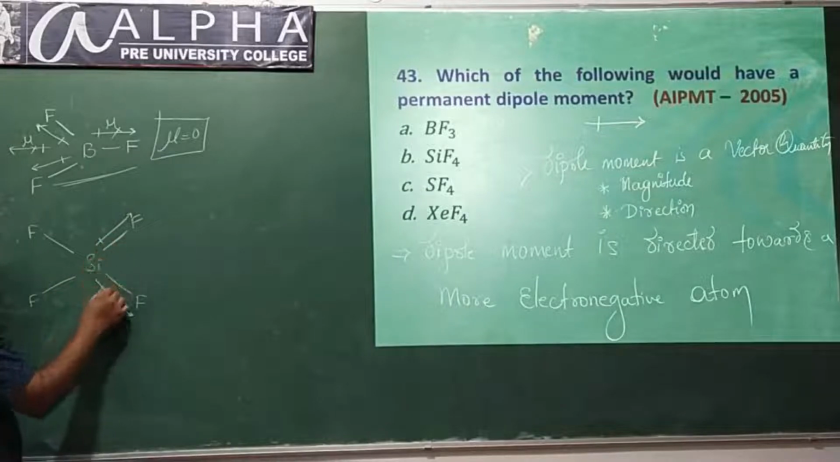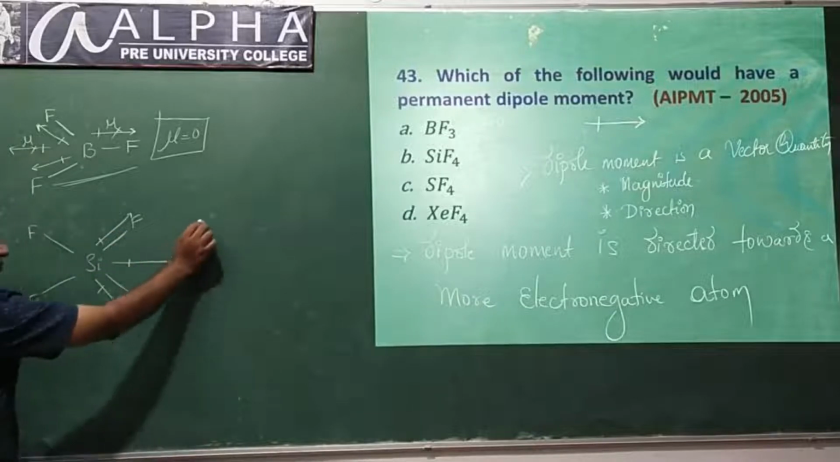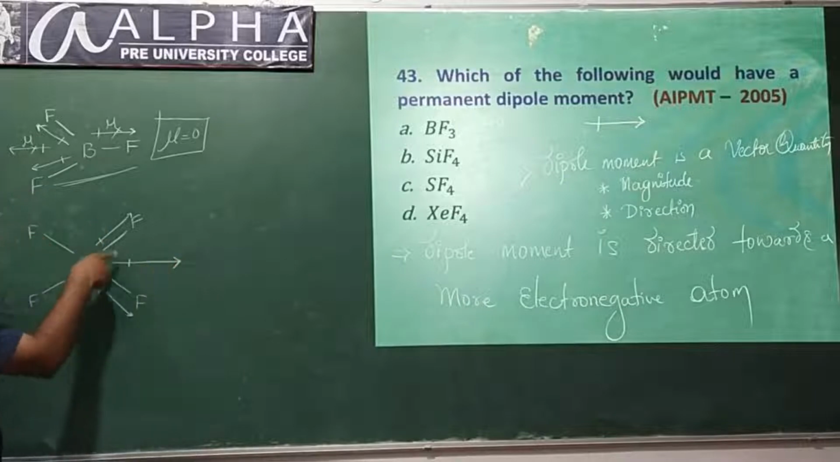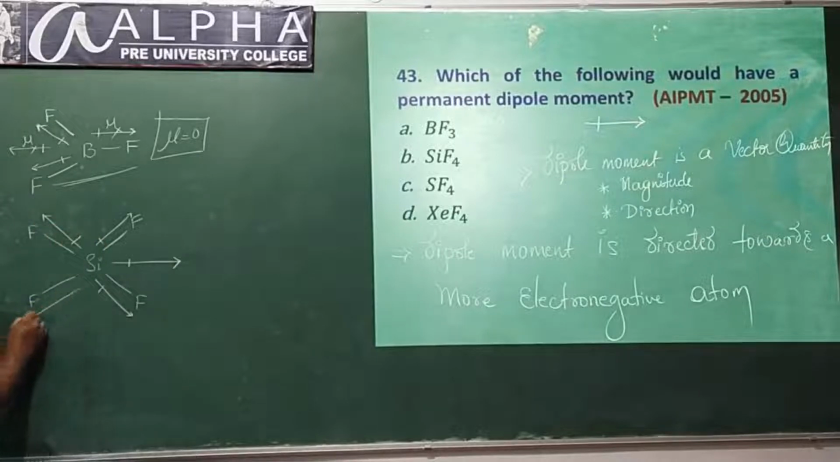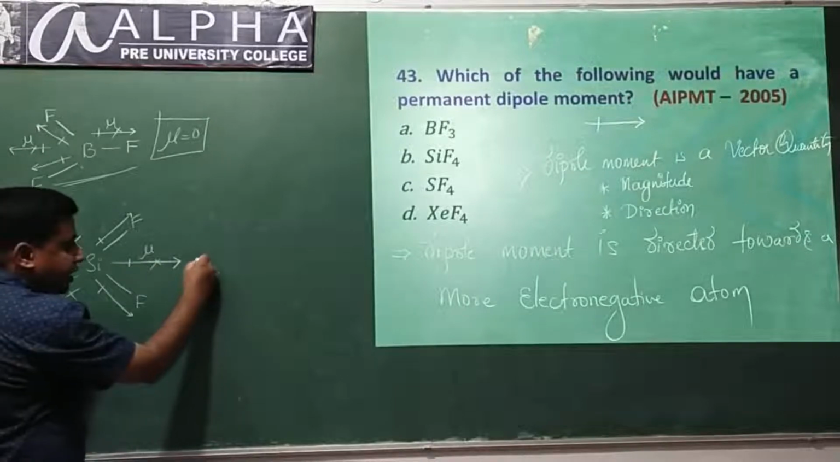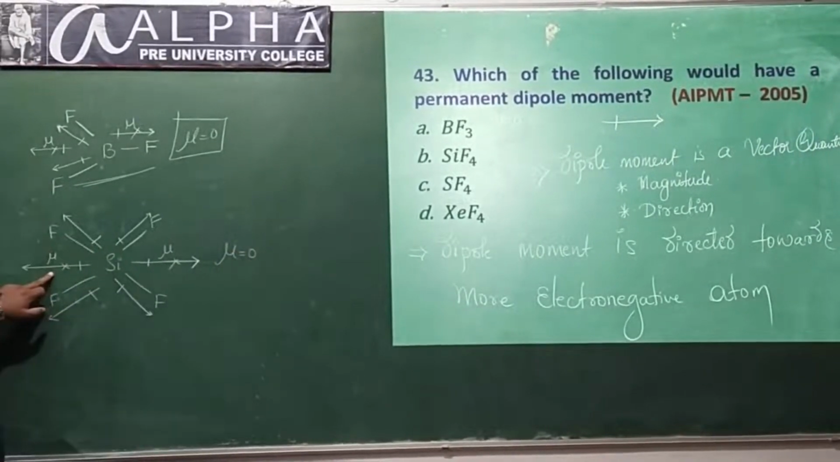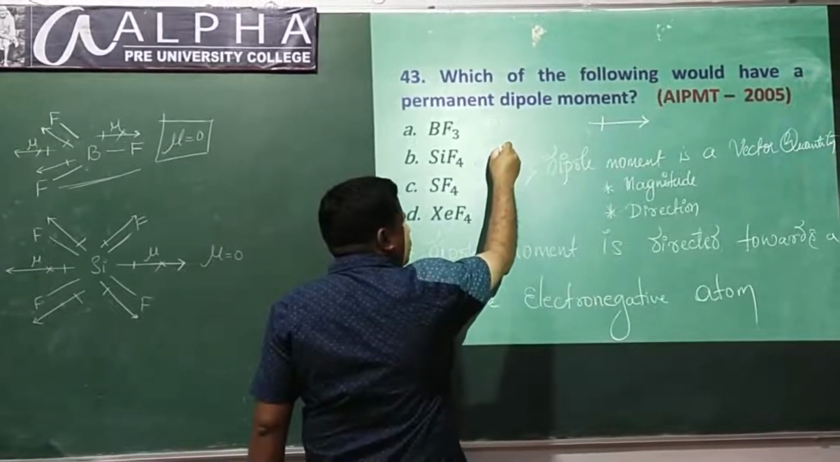The net dipole moment of these two dipoles will be in this direction, correct? And the dipole moment of this bond is in this direction. So the net dipole moment will be in this direction. Again, these two are equal and opposite dipoles. We know equal and opposite dipoles will cancel each other, and hence the net dipole moment will be equal to 0. So the net dipole moment of this molecule is going to be 0.